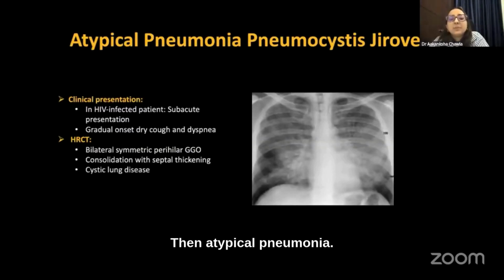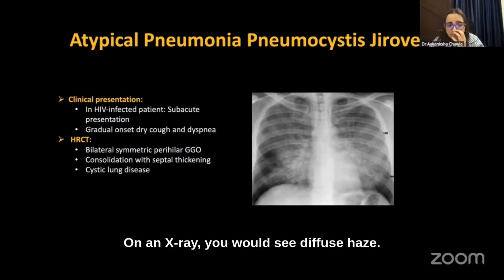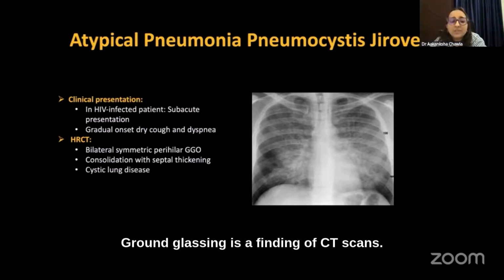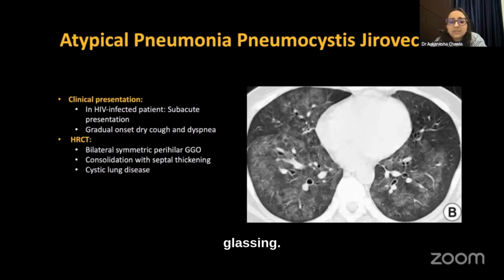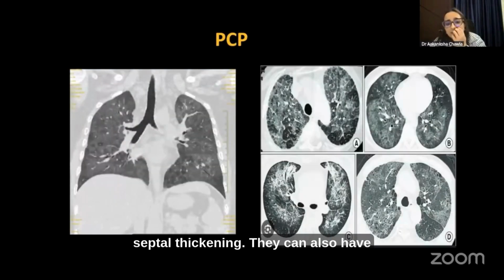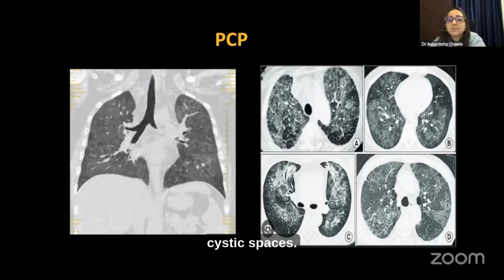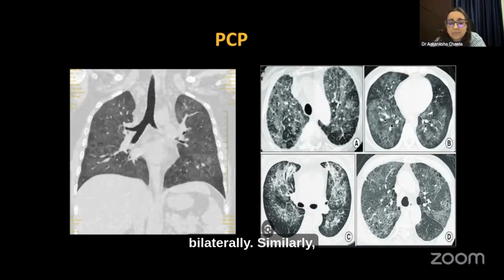Then atypical pneumonia. This was a case of Pneumocystis jirovecii. On an X-ray, you would see a diffuse haze. Ground glassing is a finding of CT scan. In this case, there was bilateral diffuse ground glassing. These patients can also have consolidation with septal thickening. They can also have cystic spaces. As you can see here, these are different presentations, but the main finding was diffuse ground glassing bilaterally.